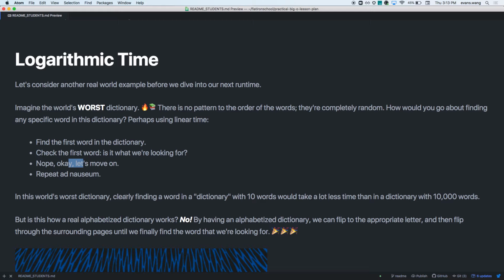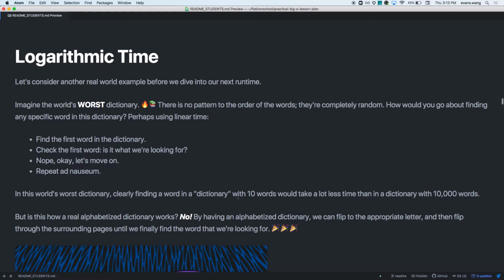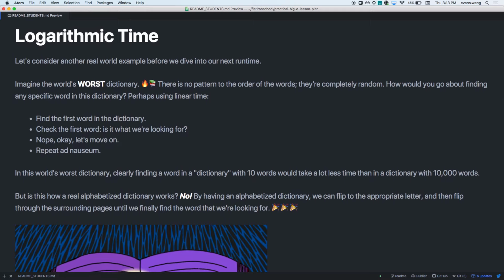So, clearly, if I'm looking for a word in a dictionary with 10 words, it would take so much less than looking in this terrible dictionary with 10,000 words. So far, so good, right? But we have an alphabetized dictionary in real life. So the idea is, if I'm looking for a word with the letter C, what can I do realistically? Turn to the C section of the dictionary. I could just turn to the C section and essentially eliminate everything D and on, right? And then if I'm smart about it, I can even cut out B. And so I'm just looking at the 40 pages of C in this dictionary.